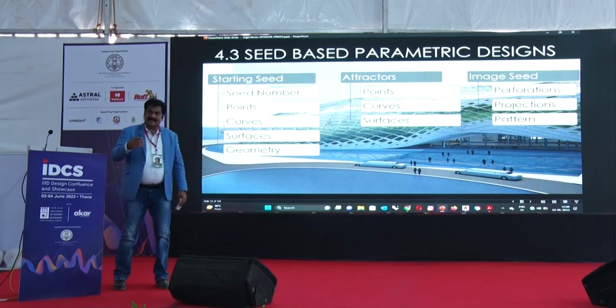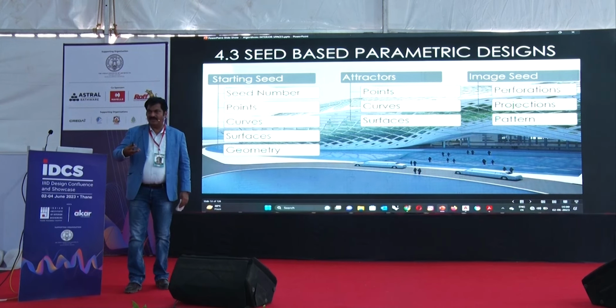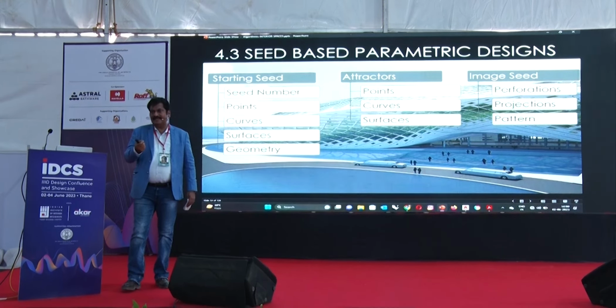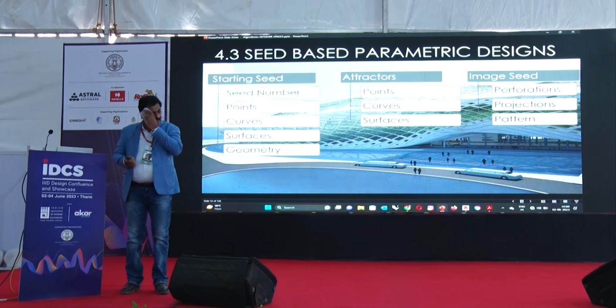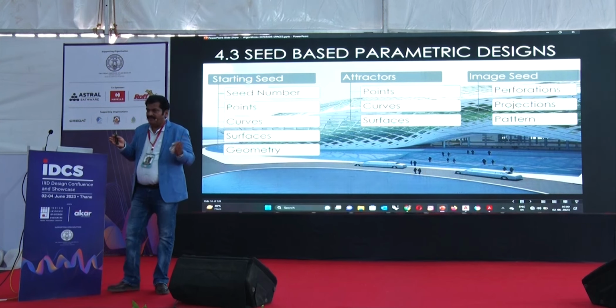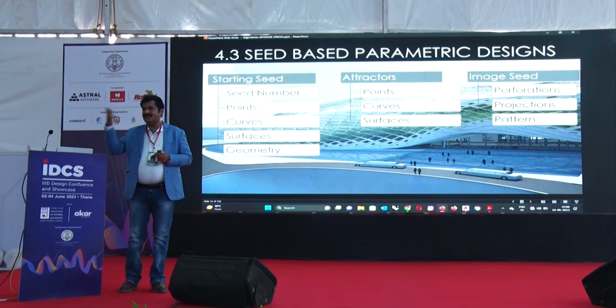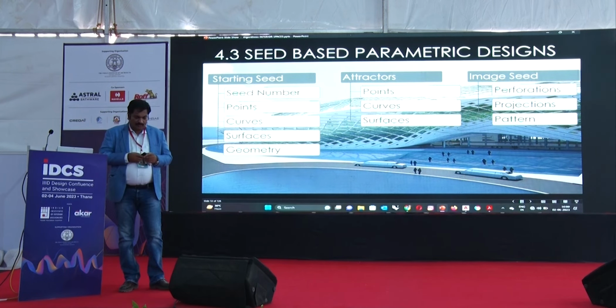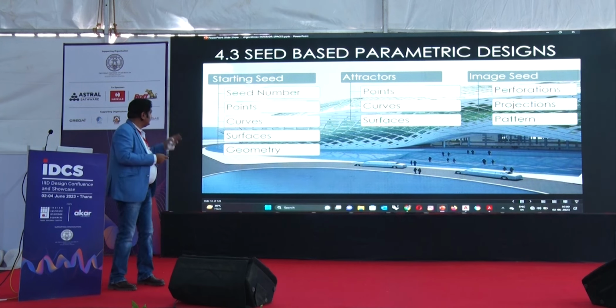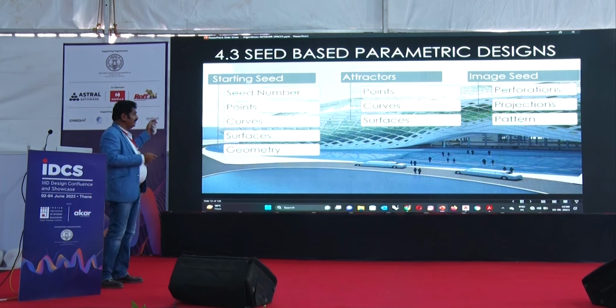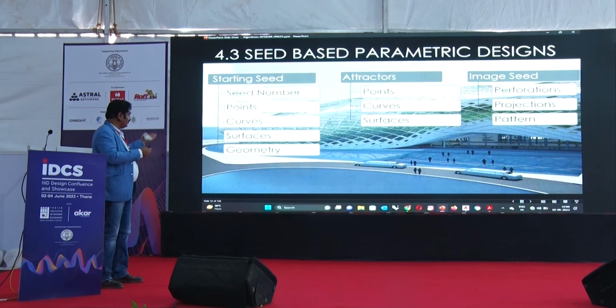But to understand how to use these kinds of forms, there is something called a seed. Because in parametric, once you write the definition, you can always use a seed and it will generate a different output. So the seed can be anything. The seed can be a number. It can be a number of points. It can be a curve or surfaces or geometry.